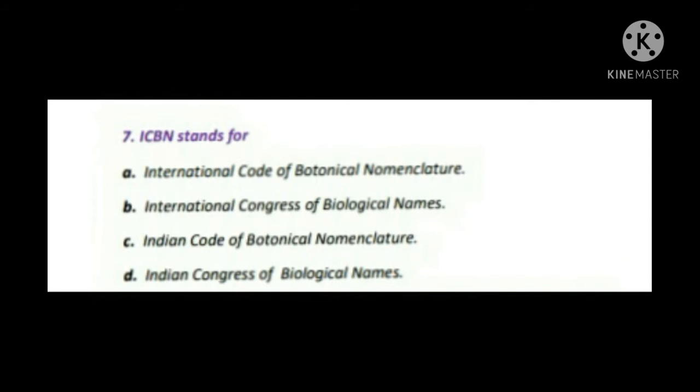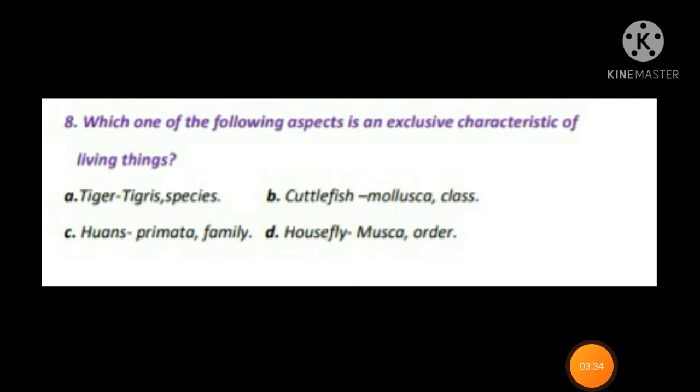So next question. Which one of the following aspects is an exclusive characteristic of living things? Option A, Tiger tigris is a species. Option B, Cuttlefish Mollusca is a class. Option C, Homo Primata is a family. Option D, Housefly Musca is an order.